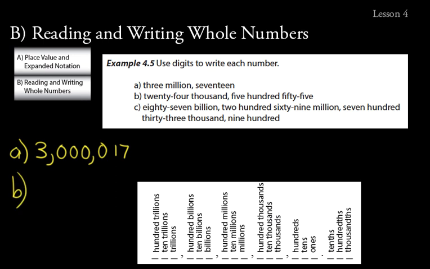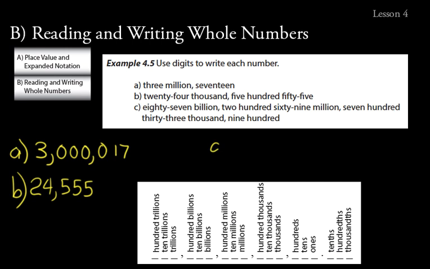B, 24,555. So 24,000, we're in the thousands places there, and then there's a comma. And so with the numeral form, we put a comma, just like there is in the place value chart, just like there is in the words to separate those groups of 3 places out. 24,000, 555. That would just be 5, 5, 5.